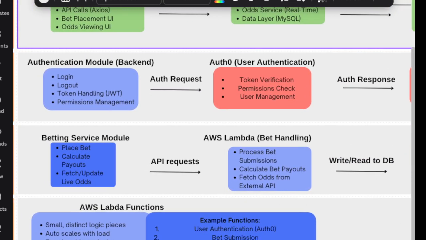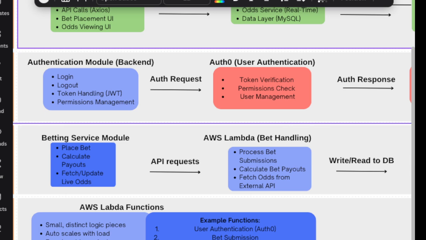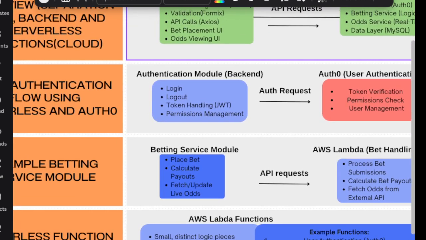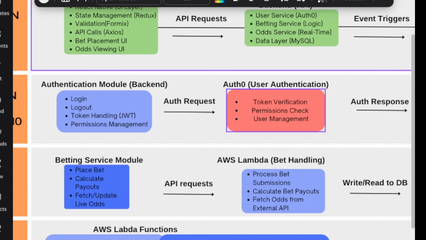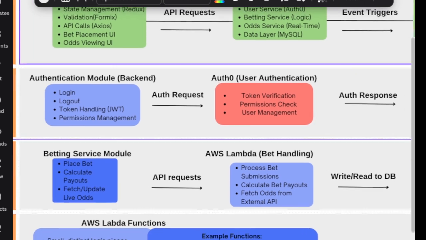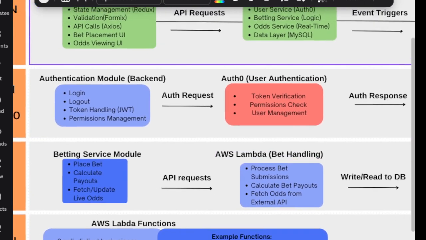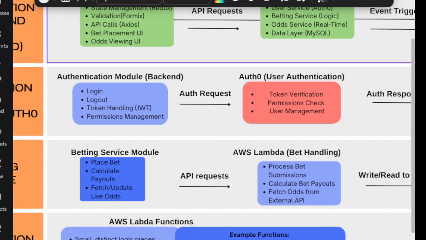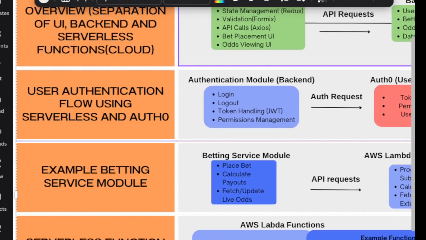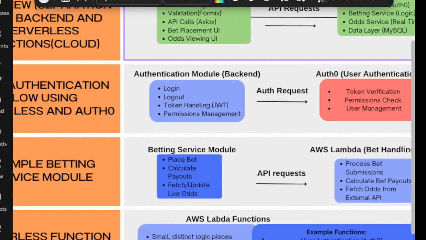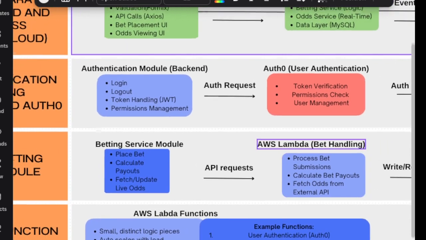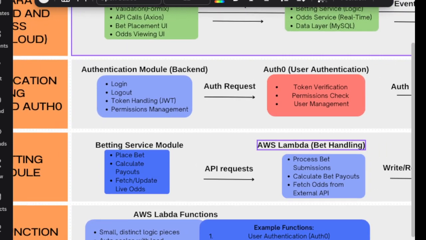You are going to need a serverless account and also an Auth0 account if you don't already have one, to utilize these technologies in this application if you want to be building along with me. Let's see, we're at 6 minutes here, so we're good to go. This is going to be comprised of our authentication module. This is going to be in our backend. So we're going to have our login, logout, token handling, which is JWT, and then permissions management for users, right?